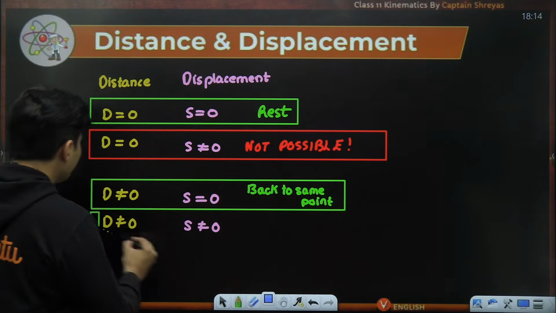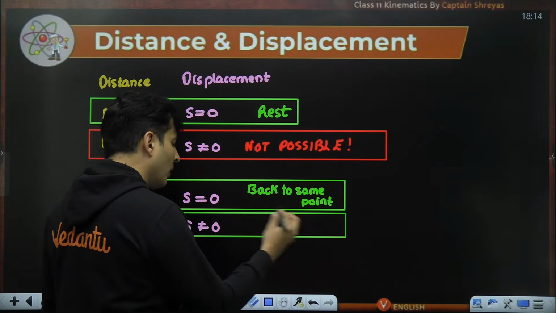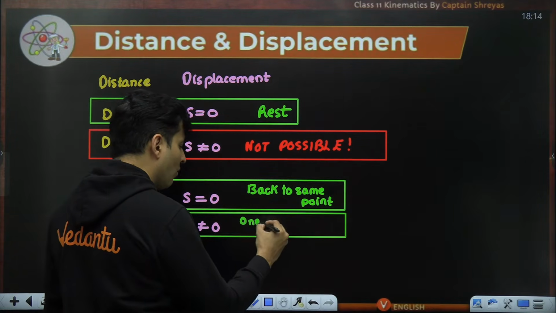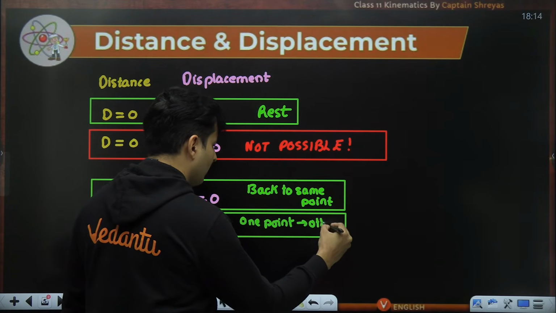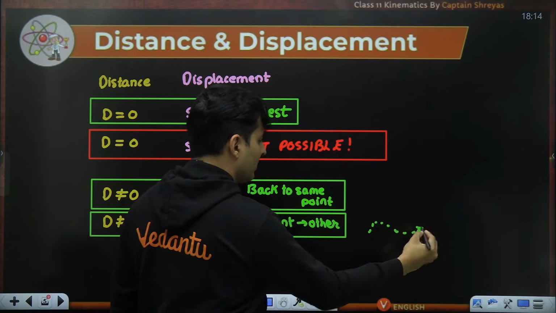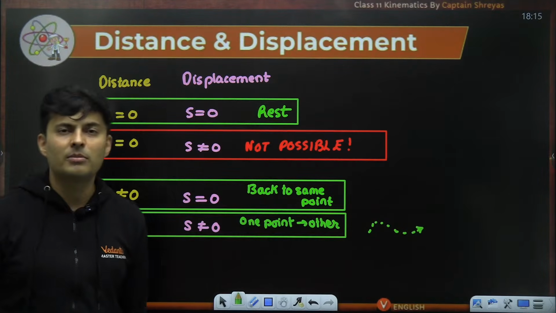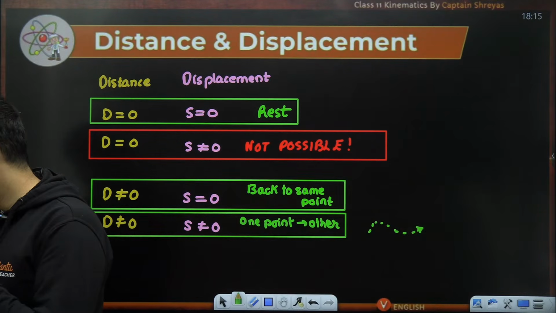I am moving something and therefore I will have some displacement. So going from one point to the other point. If you move, obviously, if you go like this, you have some displacement, you have some distance. So this is definitely possible. The only second scenario is not possible. Yeah. Third is possible, Fatima.